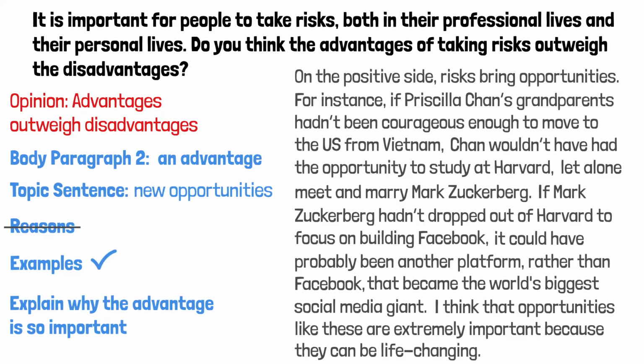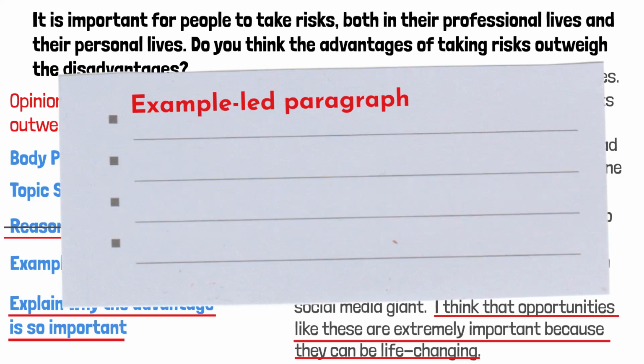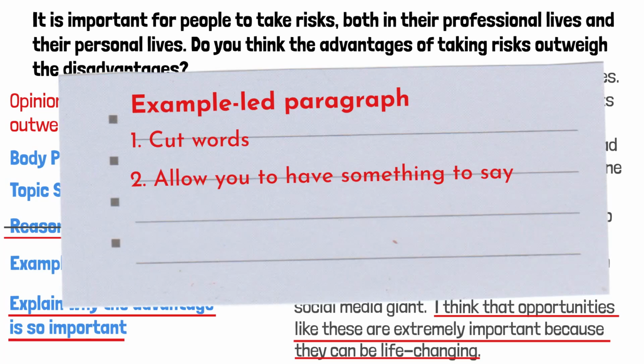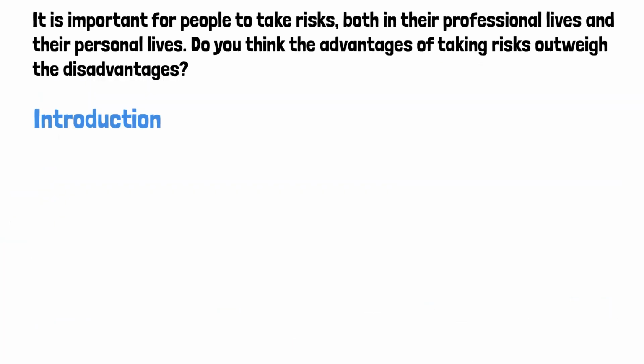I want to point out that if you give reasons here, if here you say that the new opportunities people create can change their lives, you probably won't have anything else to say here at the end of the paragraph. This method of giving only examples is a big lifesaver when it comes to advantages outweigh disadvantages questions. It helps you cut words. It also allows you to have something to say when you explain why the advantage or disadvantage you are writing about is so important. Now let's move on to the introductory paragraph.